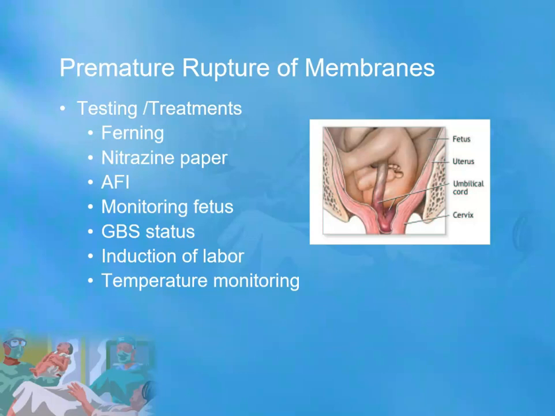And of course, temperature monitoring, because once they break the water or rupture their membranes, we have to do temps every 2 hours on our patients, whether they're premature rupture of membranes or just regular rupture of membranes. The temperature needs to be monitored very closely with our patients.